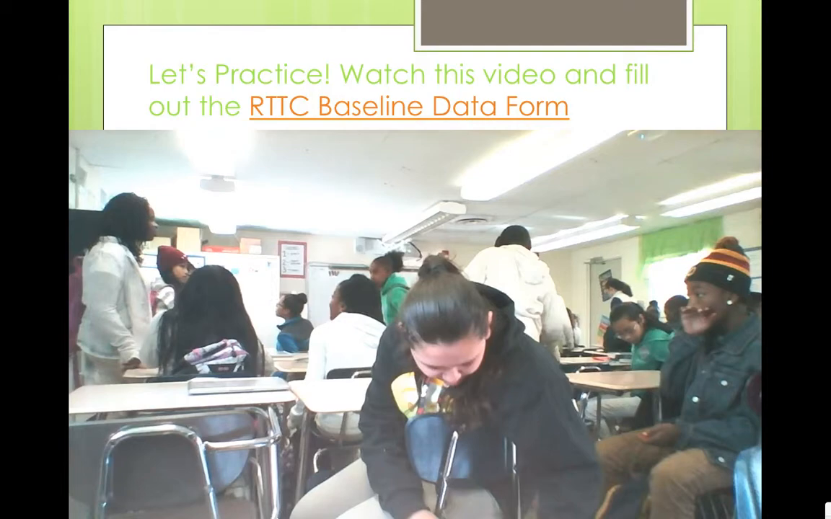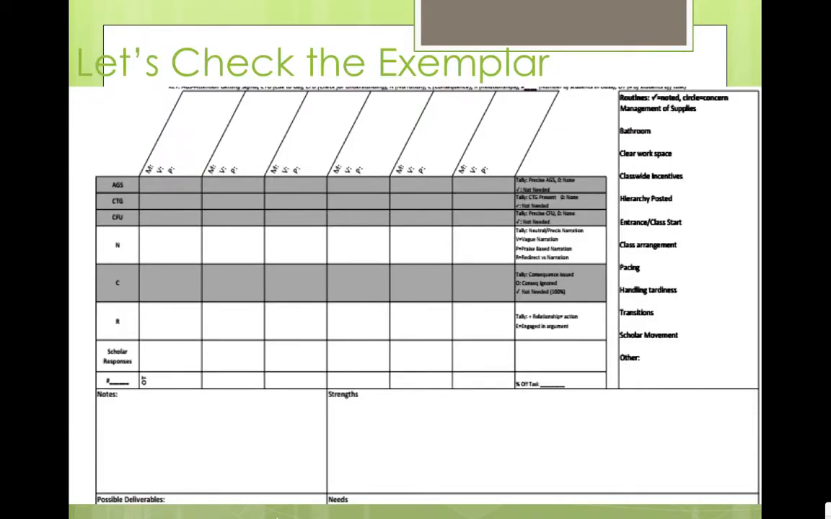Take a few moments to finish completing your baseline data walkthrough form. Make sure to jot down your notes, strengths, or needs at the bottom so that way you can use them when we turn it into the scoring on the Student Engagement Rubric. Now that you have finished up your baseline walkthrough data form, let's compare.